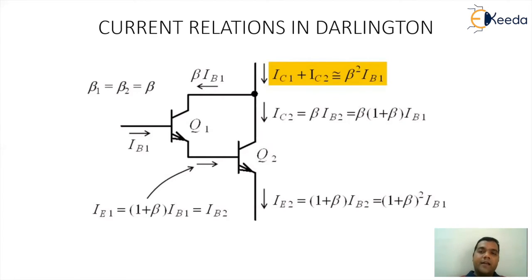The total collector current is going to be IC, which will be IC1 plus IC2, which will be as good as beta square times IB1. And the emitter current 2 will be (1 plus beta 1) into (1 plus beta 2) times IB1, which is now as good as (1 plus beta) square times IB1, because we are assuming both the betas to be the same. So this is the reason the Darlington transistor is normally defined as a high current gain transistor, because the normal current relation between IC and IB is beta, but here the gain factor is basically beta square.